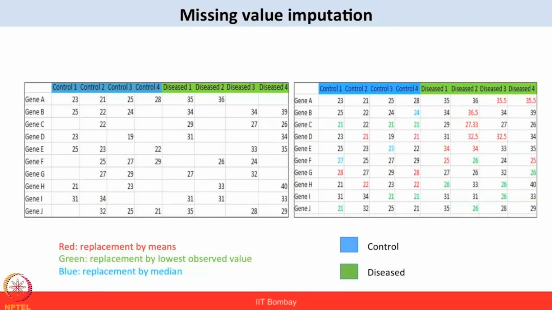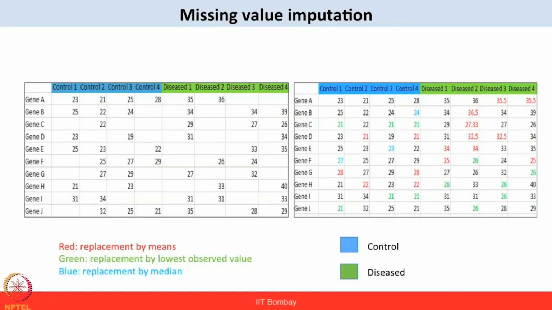For gene A, this is missing for disease 3 and disease 4 samples, gene V is missing for the control 4 sample, and so on. So this kind of missing value always interferes with further data analysis, and based on the distribution and some logic we can impute the missing values so that we get a complete matrix for further analysis.